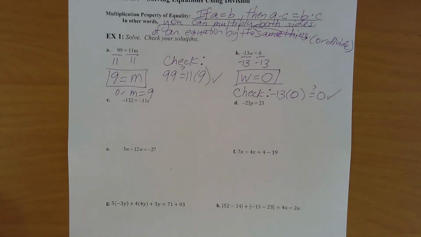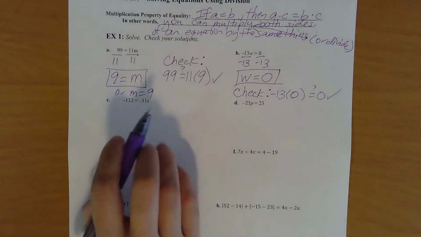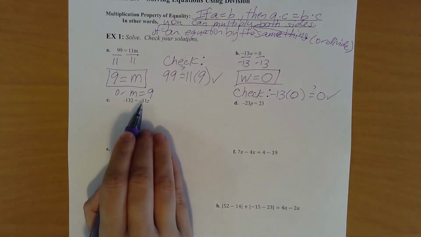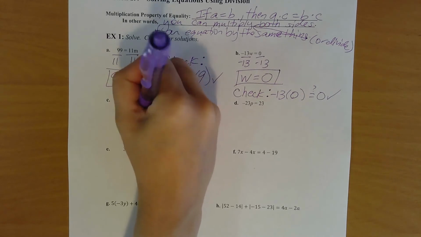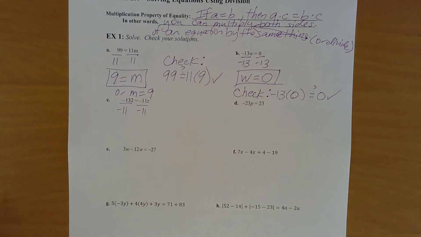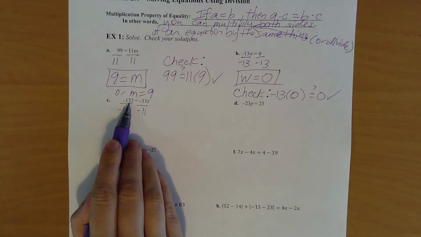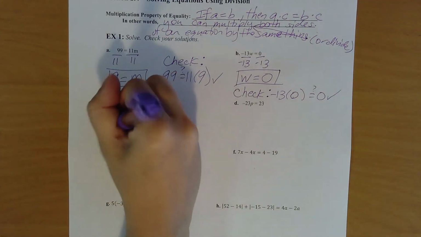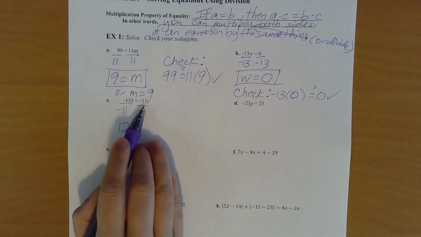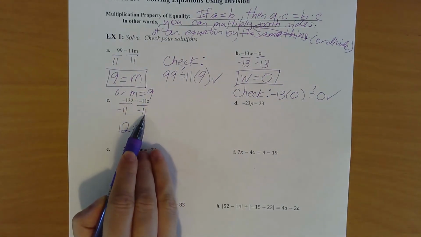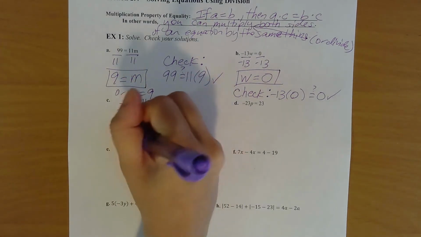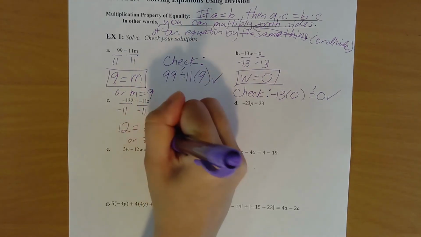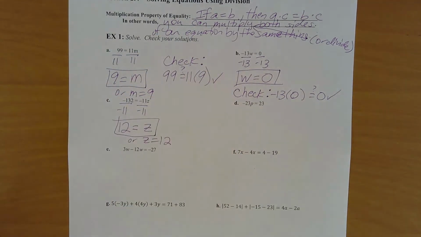Let's do some more. So in part C, you've got negative 132 equals negative 11z. So I'm trying to get rid of the negative 11. It's multiplied by the z. The opposite of multiplication is division. So I'm going to divide both sides by negative 11. Negative 132 divided by negative 11 is positive 12. On the right side, negative 11 divided by negative 11 is 1. We'd have 1z. So now I've got 12 equals z, or if it makes you feel better, that means that z equals 12. Okay.